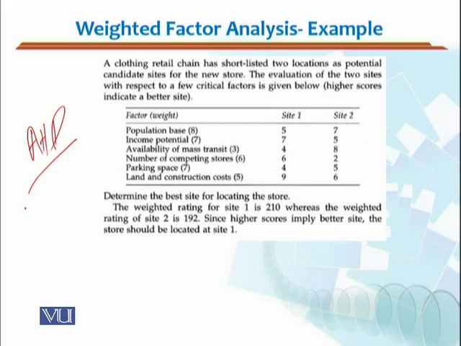So the factor is population base and the weight is 8. Income potential has a weight of 7. Availability of mass transit has a weight of 3. Number of competing stores, weight 6. Parking space, 7. The least weight is for the availability of mass transit, and after that, land and construction cost has a weight of 5. So the less the weight is, the higher the.